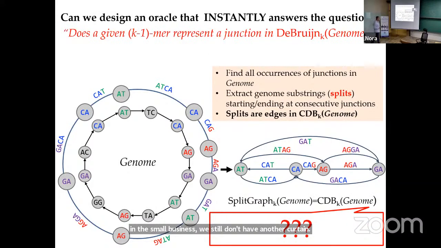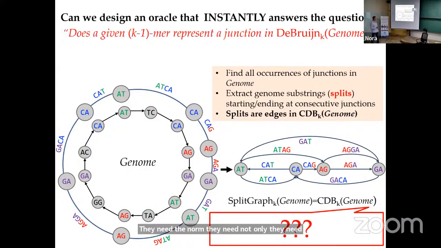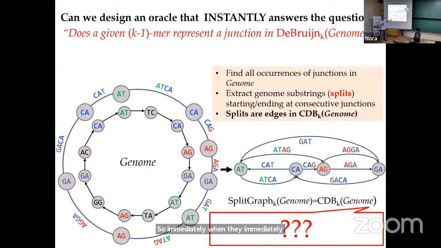Okay. Not only do we need an oracle, we need an oracle that instantly answers the question: does the given (k-1)-mer represent a junction in this genome? So when we walk across the genome and we are here, we immediately get an answer to the question, is it a junction or not? As soon as it's done, the process becomes fast.